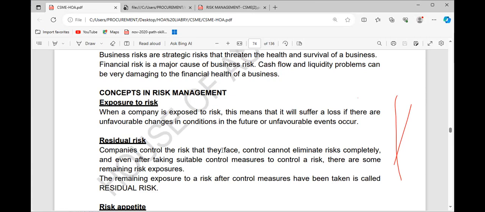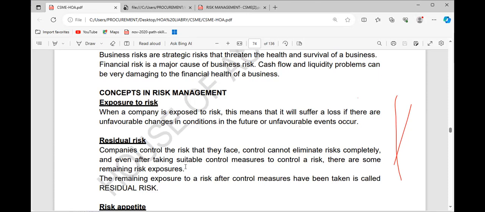Then there's something we call residual risk. Residual risk is after you have been able to analyze and see the risk, and you have been able to treat all the risk, though risk cannot be zero. Please bear that in mind. Risk cannot be zero, but you can treat risk to the minimum level. Okay, now the remaining risk you are not able to treat is what we call residual risk.